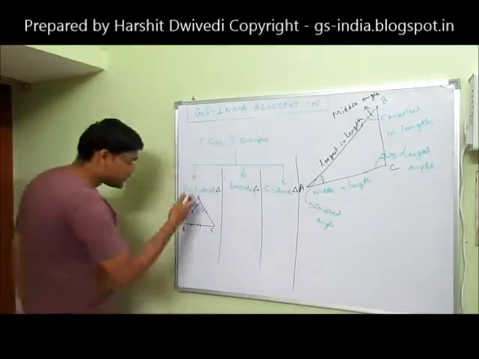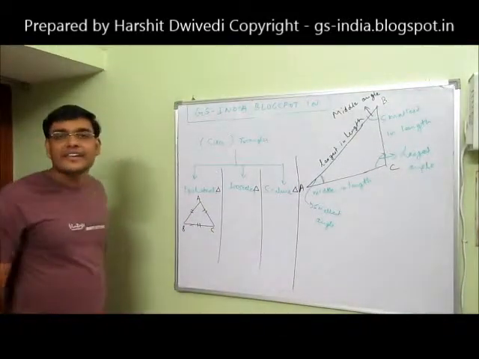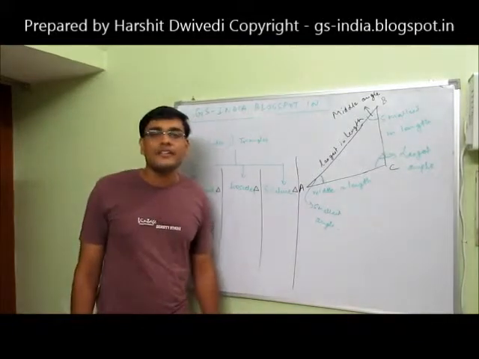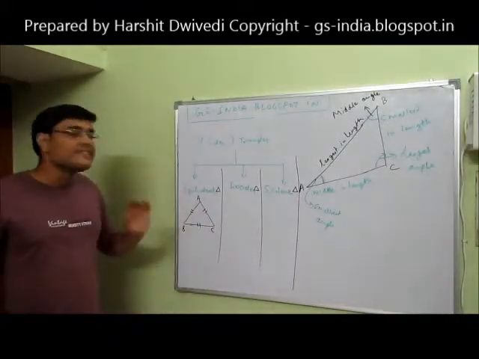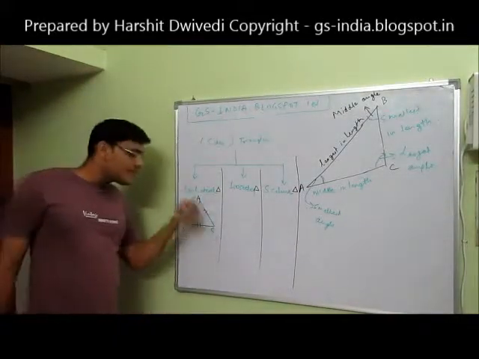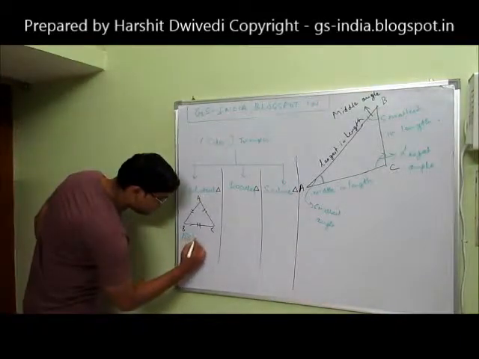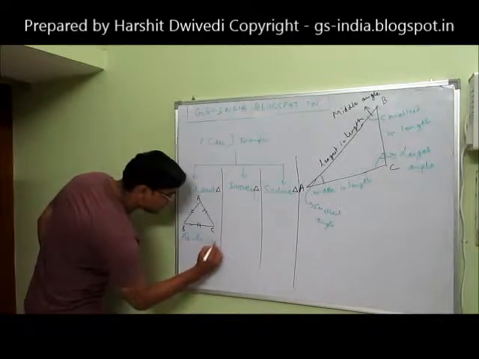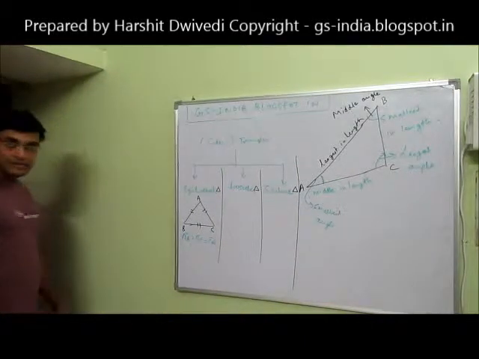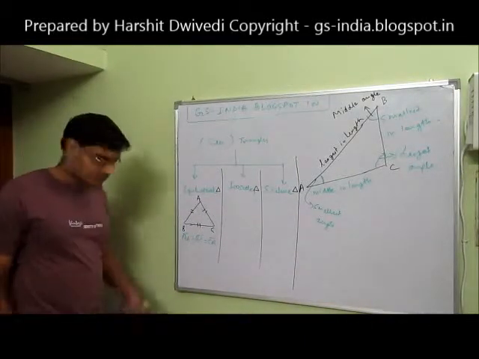So here it is being said, what are equilateral triangles? Equilateral triangles are those triangles of which all the sides are equal. That is, if ABC is an equilateral triangle, then the length of line AB will be equal to line BC, will be equal to line AC. This is what an equilateral triangle is.